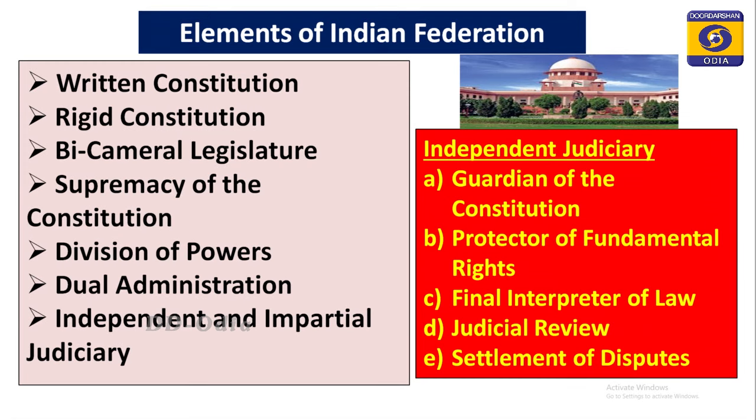So the Indian legislature contains 2 houses. Article 79 of the Indian constitution prescribes that the legislature of India consists of the president and the lower house of the parliament, known as Lok Sabha, and the upper house of parliament, known as Rajya Sabha or Council of States.